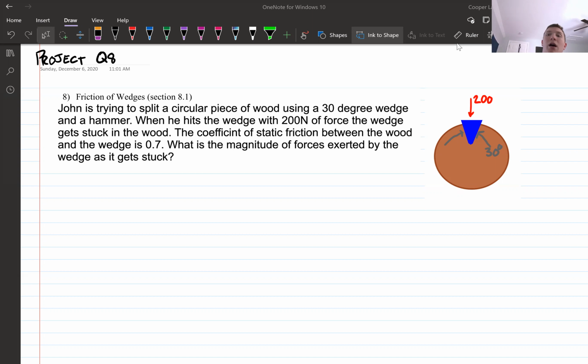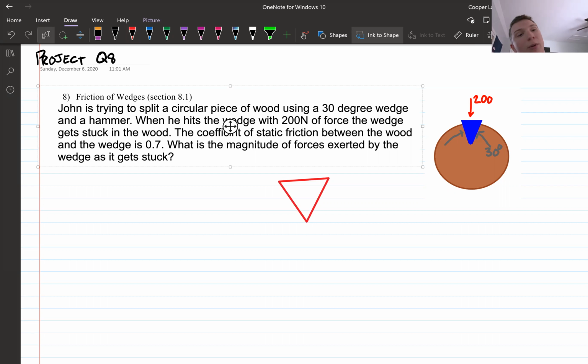So, I already have taken the liberty of drawing out the diagram of the wood and the wedge getting hit and stuck in. So, right now, what we should do is create a free body diagram of the wedge itself. There's our wedge. Now keep in mind, this is before it gets stuck in the wood.